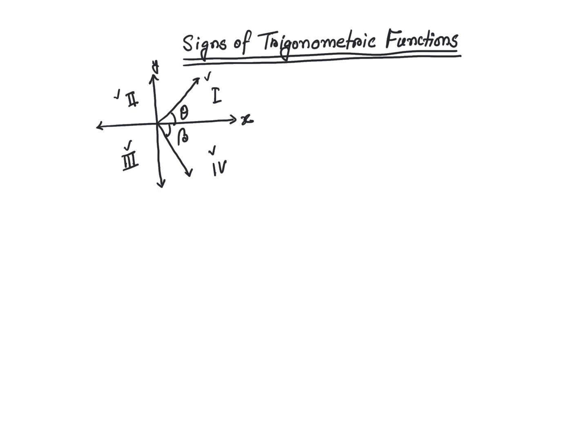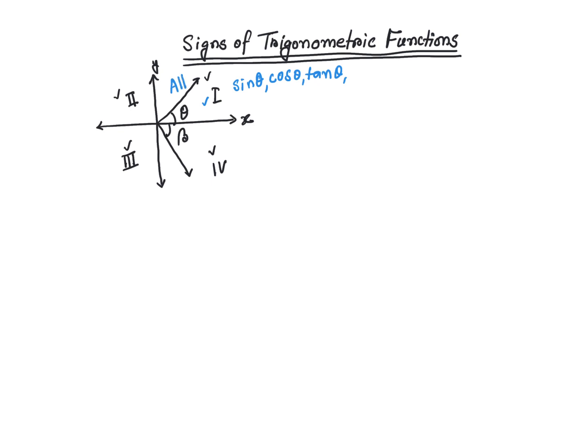Now, let me go ahead and give you some ideas of the signs of trig functions based on which quadrant the angle falls in. Let's say I have an angle that falls in the first quadrant. In the first quadrant, everything is going to be positive. That means sine theta, cosine of theta, tangent of theta, and their reciprocals, all of them are going to be positive. So let's put "All" here.